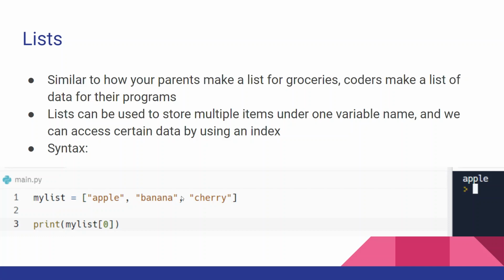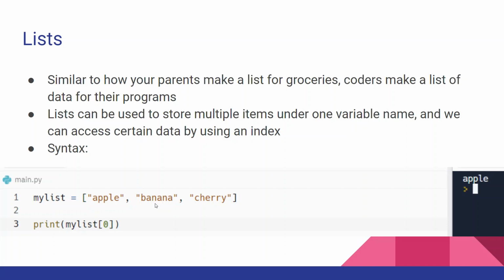So currently we have a list with the variable name myList, and it's equal to these type of braces: apple, banana, cherry. Keep in mind that these are all strings, and how we indicate that they're different indexes is commas. So do not forget that.